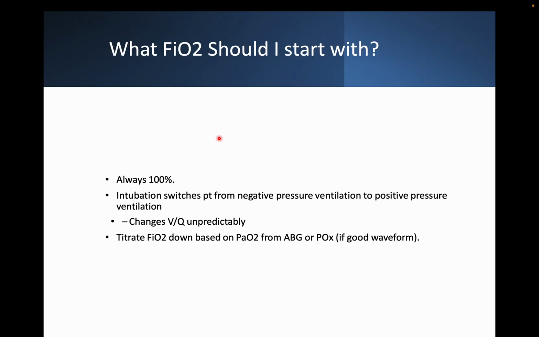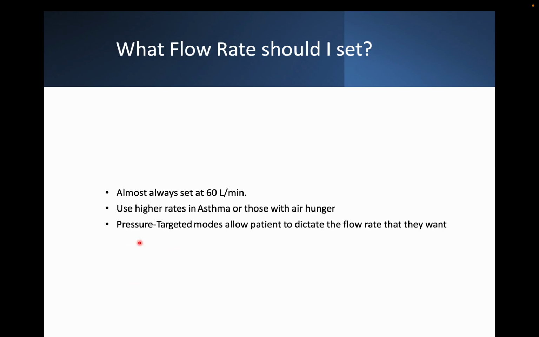So what FiO2 should I start with? Generally start with 100%, and then based on the SpO2, you titrate upwards and downwards. What flow rate? Generally we keep a flow rate of 60 L per minute. Especially in air hunger patients or asthmatic patients, you may need to go for 80 L per minute or something. So that is the flow rate.